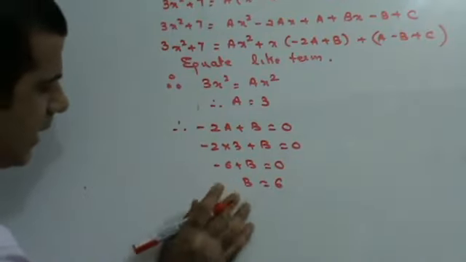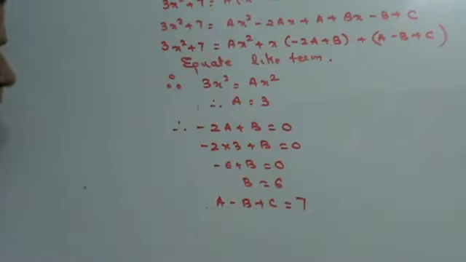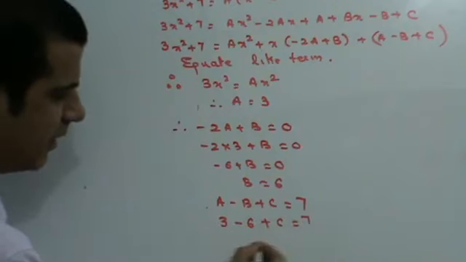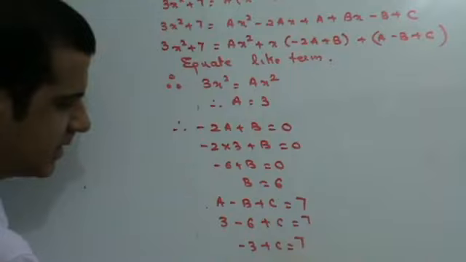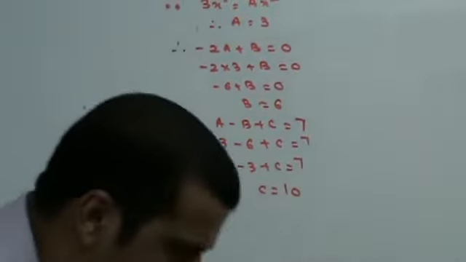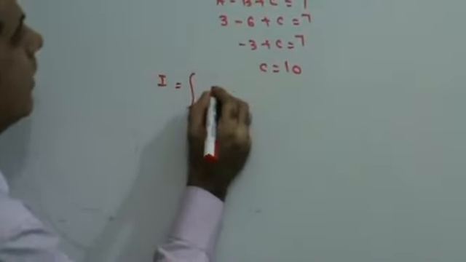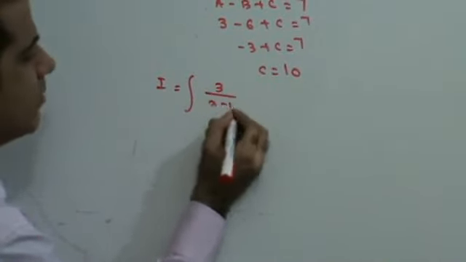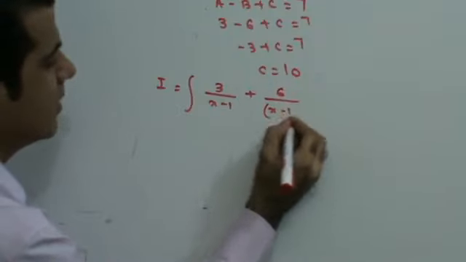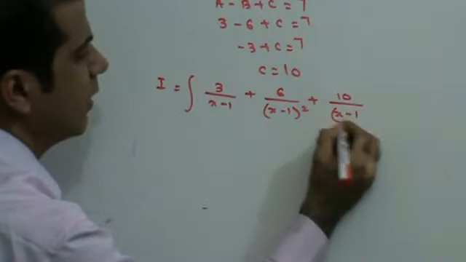Next, I can say A minus B plus C is equal to 7. A is 3, B is 6, so 3 minus 6 plus C is 7, minus 3 plus C is 7, C is equal to 10. Once you have this, now you can start the sum. I can say I is integral of A, we found out as 3 upon x minus 1, plus B, 6 upon (x minus 1) the whole square, plus C, 10 upon (x minus 1) the whole cube.